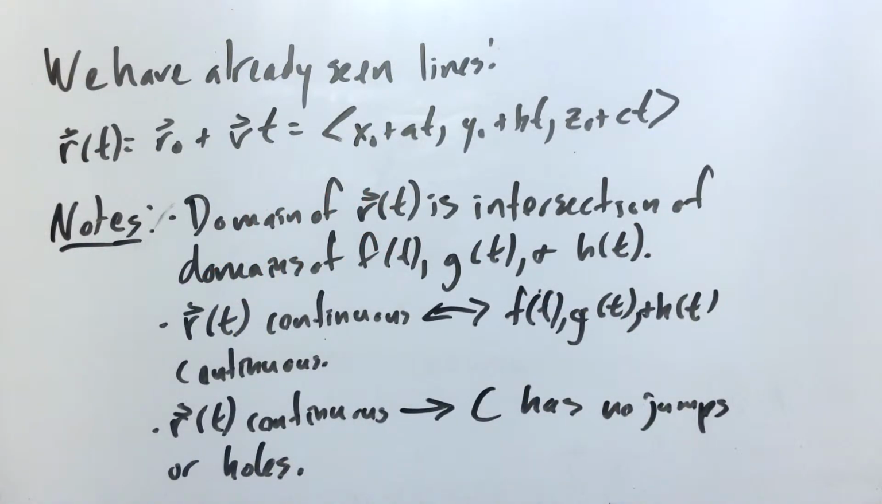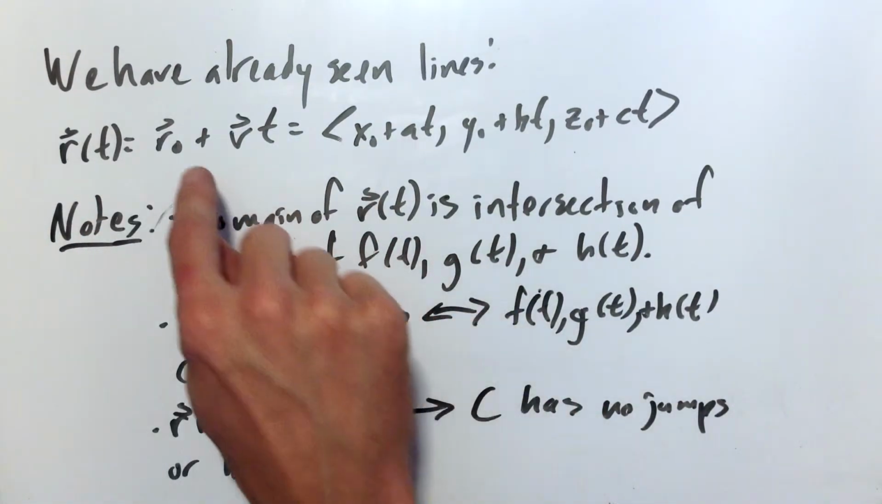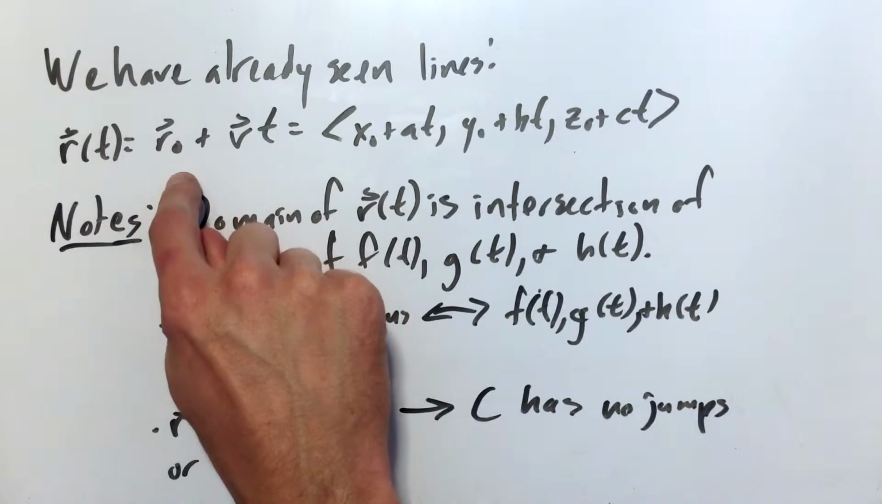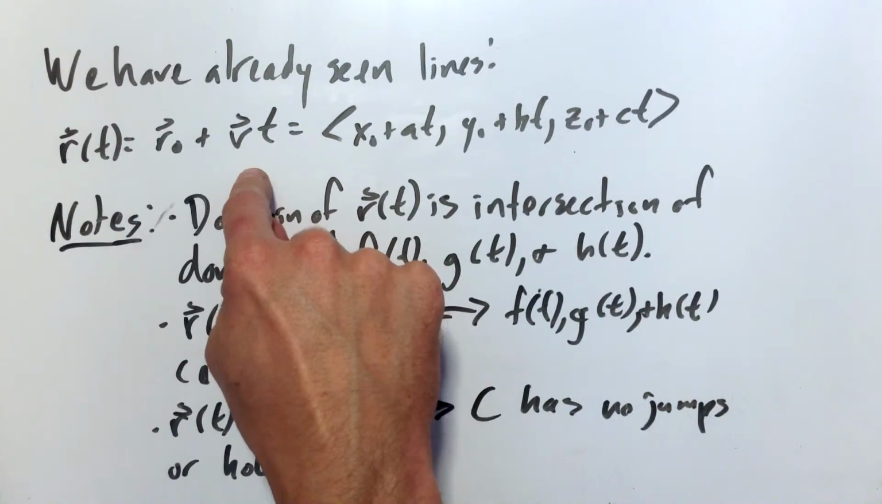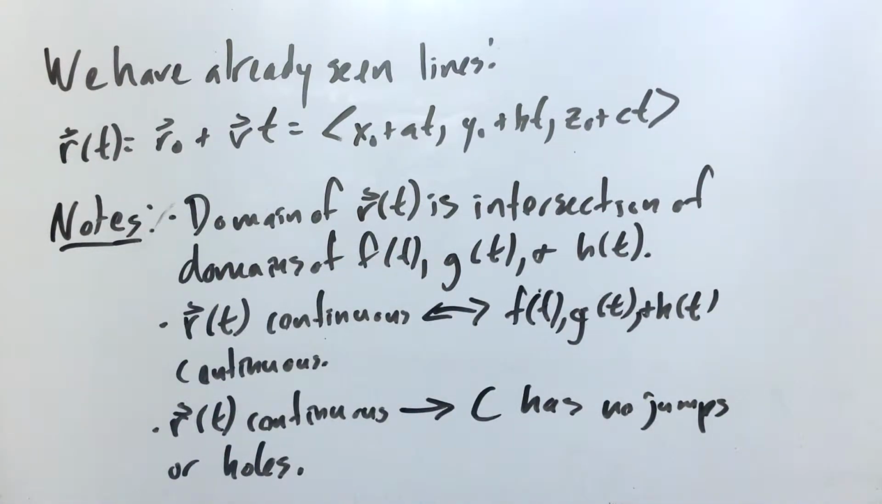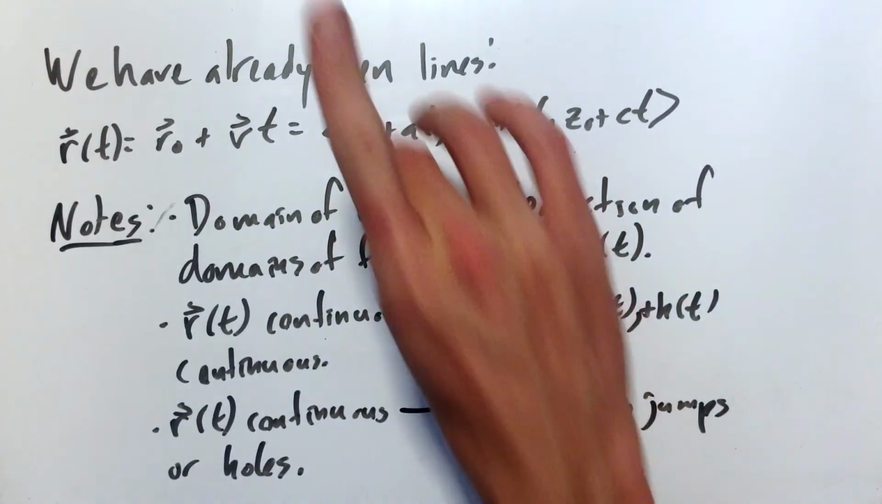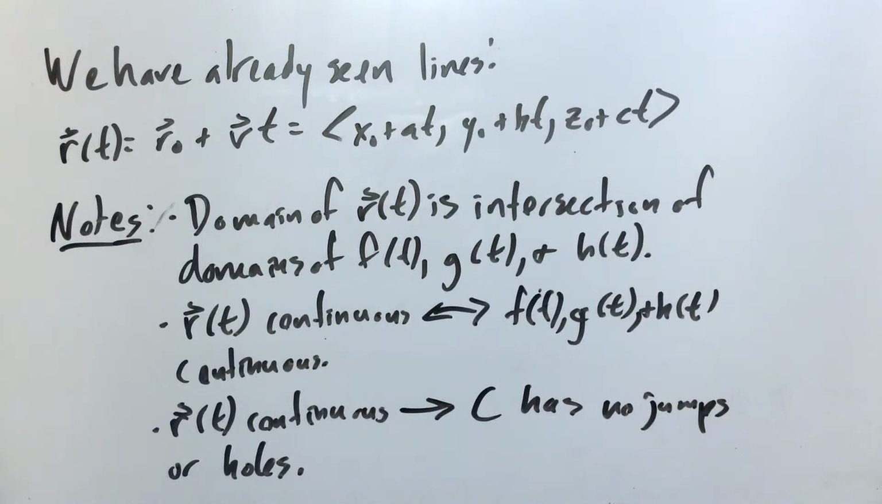Now, we've already seen some examples of vector functions, so if you need something to think about for the time being, think of these. We've already seen lines. These are already given to us as r(t) is equal to some position vector r0, which represents a point on the line, plus v times t, where v is a vector that's parallel to our line. And component-wise, this is x0 plus at, y0 plus bt, and z0 plus ct. Those are our components. And we already saw that we can look at these individually as the parametric equations.